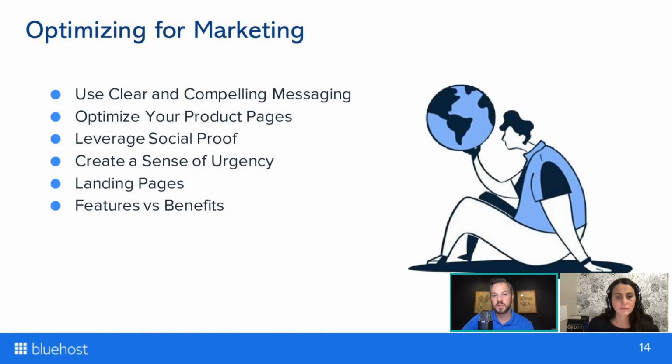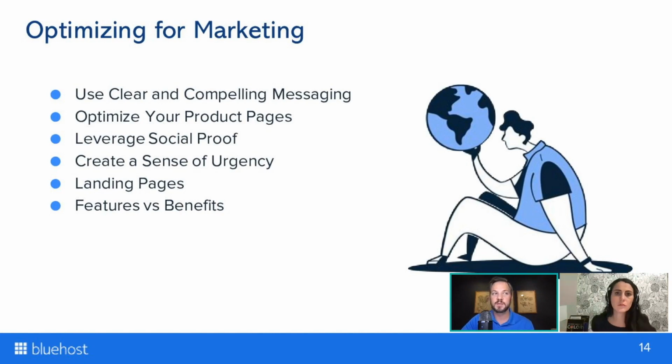Whenever we're trying to optimize our website for marketing, here's a few bullet points on what we want to be looking at. These are actionable items that we can all take and go back to our website and use as a checklist. Like, how many of these things do I currently have, and how many of these things do I need to touch base on?